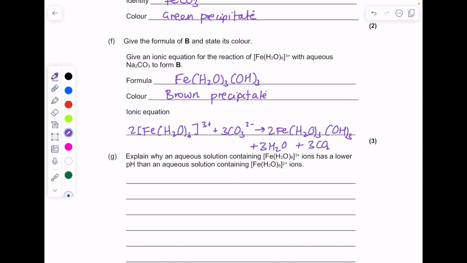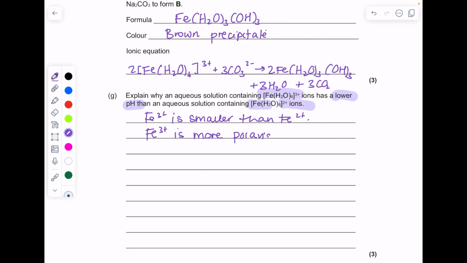Explain why an aqueous solution containing the Fe3 plus ion has a lower pH than that containing the Fe2 plus ion. That's all to do with the size of the ion. So remember, Fe3 plus is smaller than Fe2 plus. I then said that Fe3 plus as a result is more polarizing. So more H plus ions are released, which lowers the pH further.